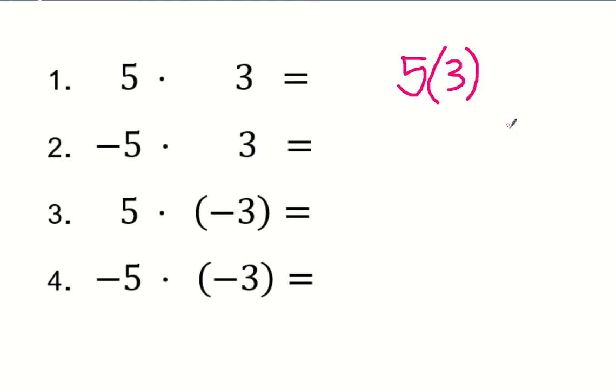Just like by now in class you've seen polynomials or terms like 7x. 7x means 7 times x. So again, multiplication dot, or just having two numbers directly next to each other.